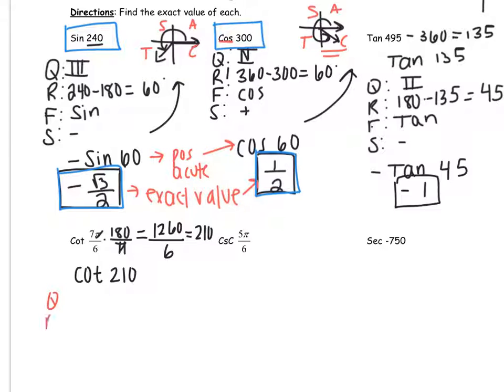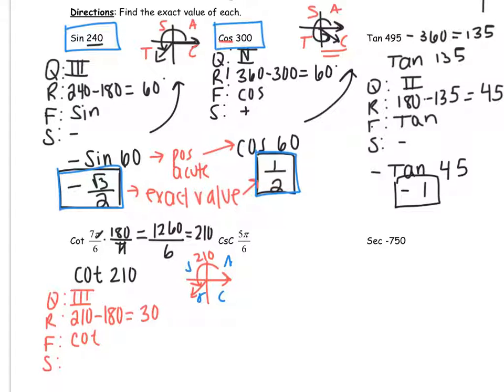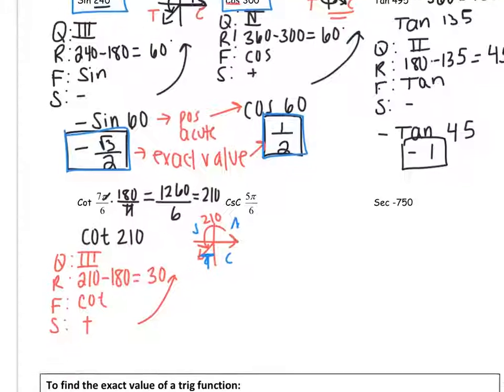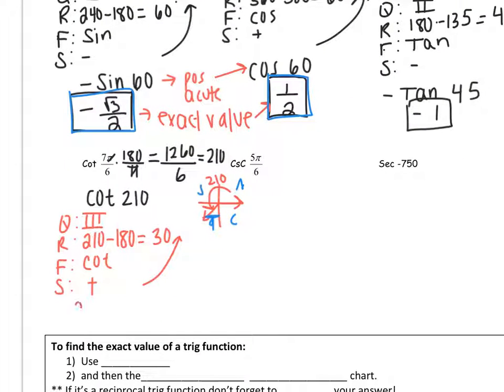So we've got Q, R, F, S. 210 is an angle in quadrant 3. The reference angle is 210 minus 180, which is 30. The function I'm dealing with is cotangent, and all students take, so let's write that in, A, S, T, C. So tangent is positive. That also means cotangent's positive, so plus. So we read it from the bottom up, and our answer is positive cotangent of 30.